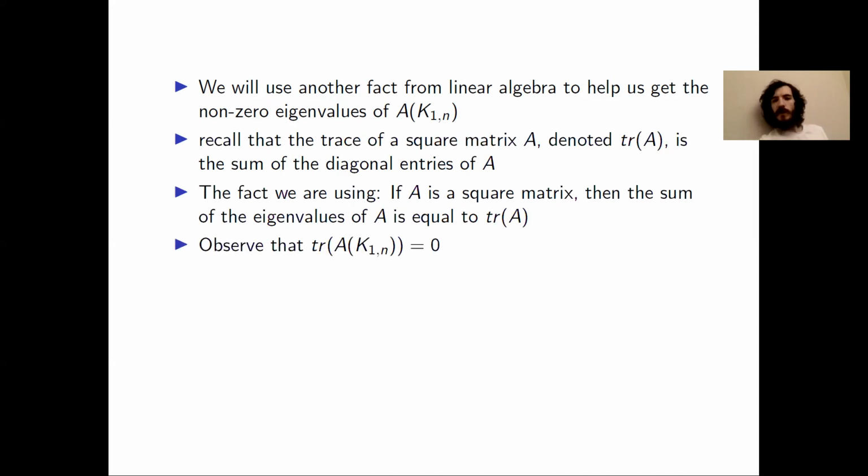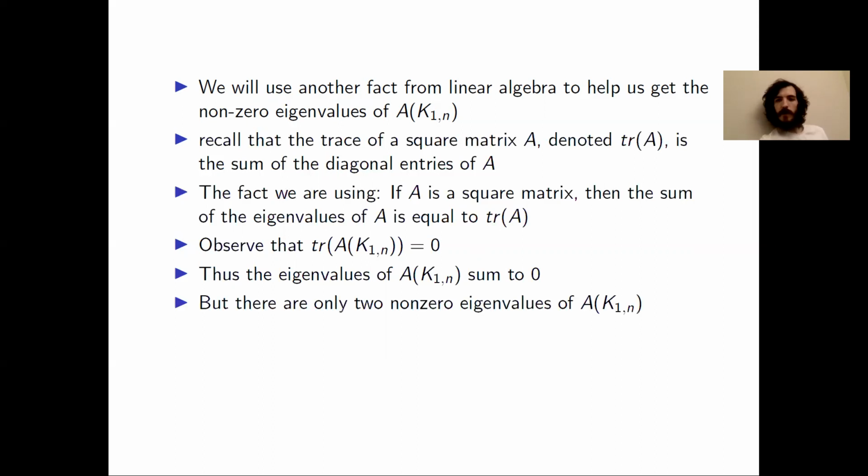Now, we also concluded that there are only 2 non-zero eigenvalues. So that means that the sum of those 2 non-zero eigenvalues must be 0. And what does that mean? Well, by definition, it means that those 2 non-zero eigenvalues are going to be additive inverses.